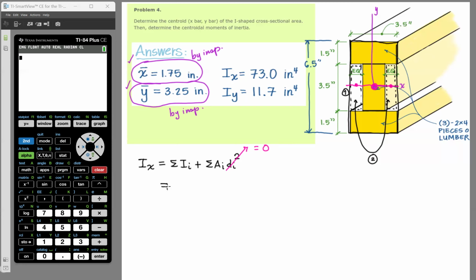Since we know our distance terms are 0, we can do I1 minus 2 I2. I1 is a rectangle, so it's got a base of 3.5. It has a height of 6.5. Don't forget to cube it, divided by 12. Minus quantity 2, and each I sub 2. I'll go ahead and do it this way.